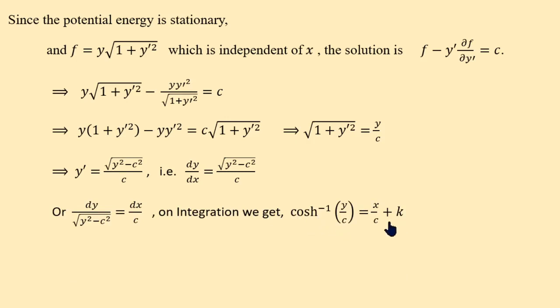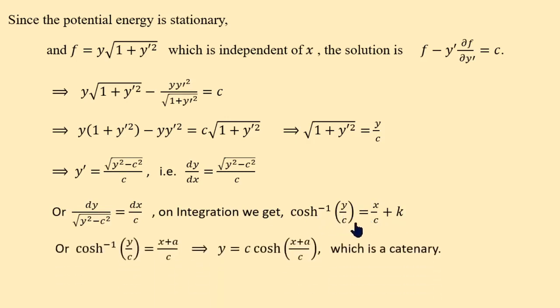Cosh inverse of y by c equals x by c plus k, everything is same. y equal to c cosh of x plus a by c, and this shape is called catenary, the shape of the curve y. So one example of that catenary shape is a heavy electric cable hanging. That shape is like a parabola shape. It hangs like a parabola. So that is called catenary shape.